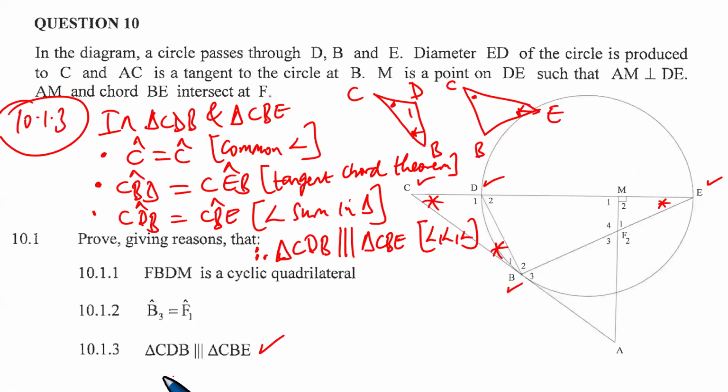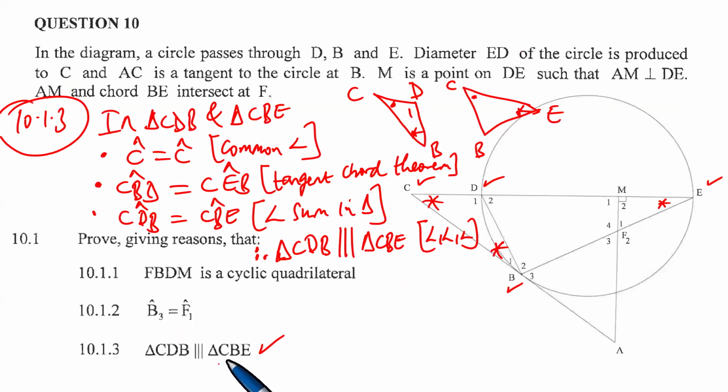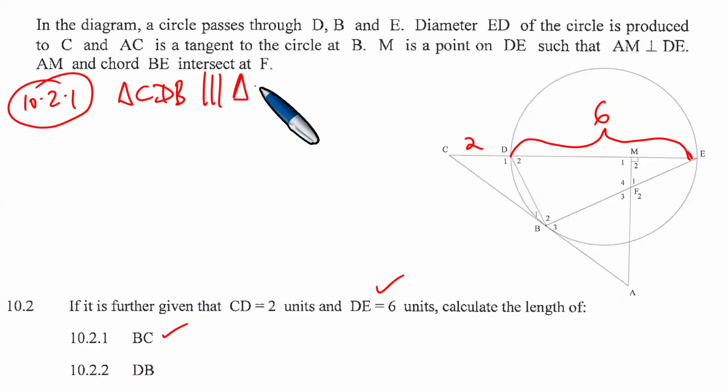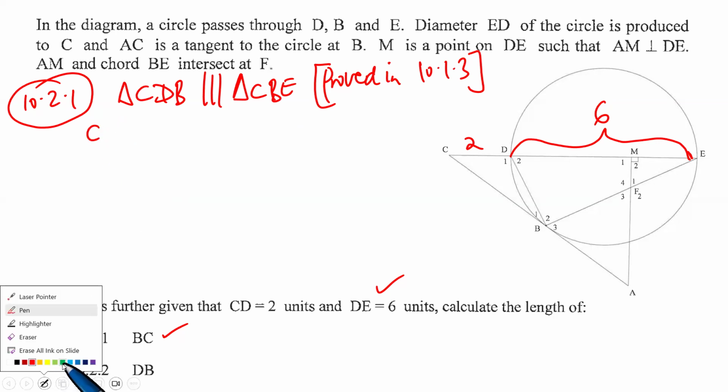that we have just established now. We established that triangle CDB, so we write that one down, triangle CDB is similar to triangle CBE. Why? This one has been proved in 10.1.3. Proved in 10.1.3. And then now, because this has been proved, you can do what I said last time.